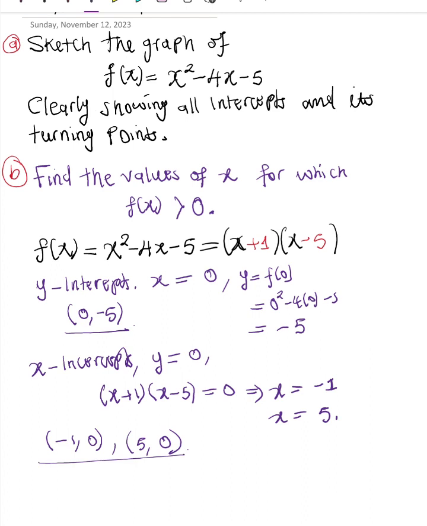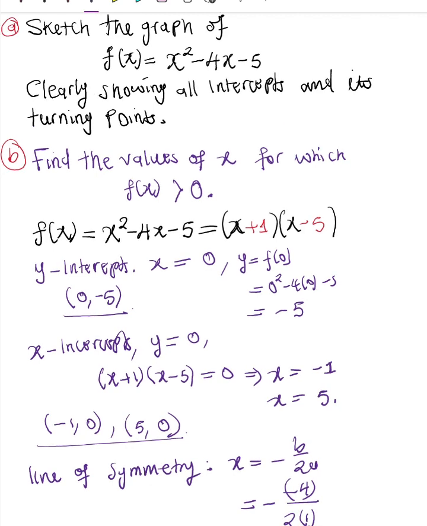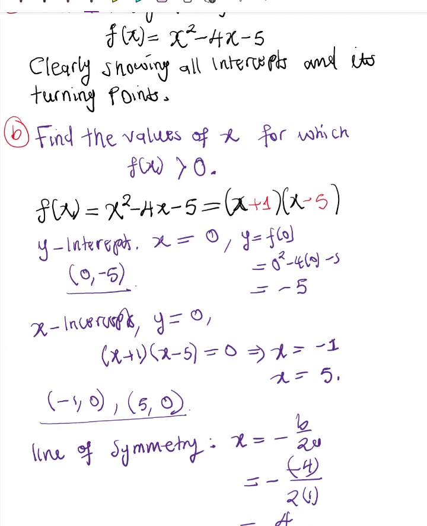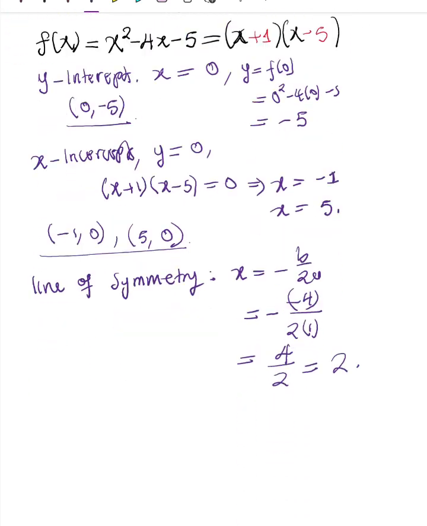Now for us to find the turning point of this quadratic equation, we are going to use the line of symmetry. It is given by x is equal to negative b over 2a, which is equal to negative. We know that b is negative 4, then over 2 multiplied by a, which is 1. This is just negative 1 multiplied by negative 4, which is positive, then divided by 2, which is equal to 2. This function has a symmetry at x is equal to 2.